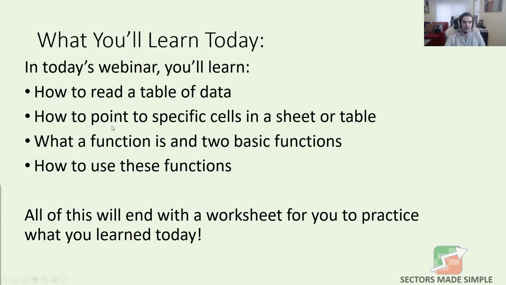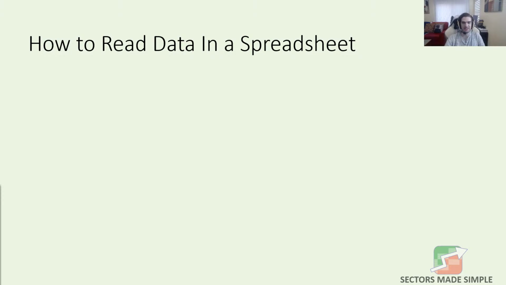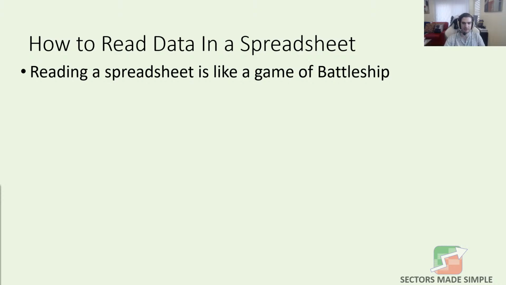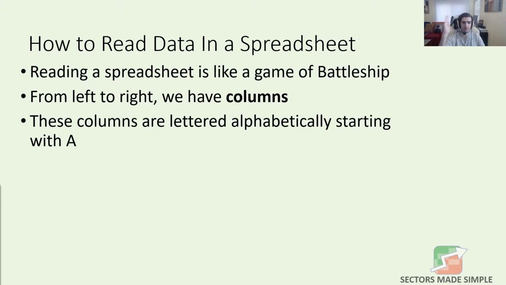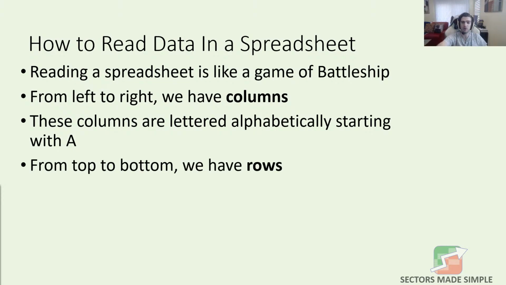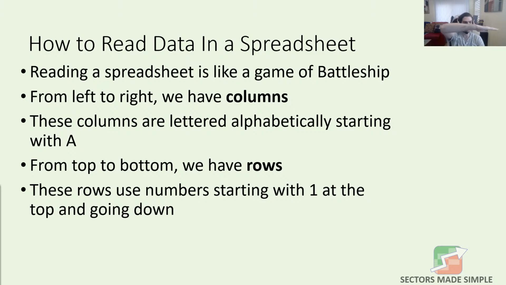Let's tackle line item number 1, how to read a table of data. Reading a table or reading any information is like a game of Battleship. From left to right, we have our columns, and these will be lettered starting with A, B, C, D, E, all the way down. And then from top to bottom, we have our rows. These will start with 1 at the top and then go down and down. So 1, 2, 3, 4, 5, all the way down.